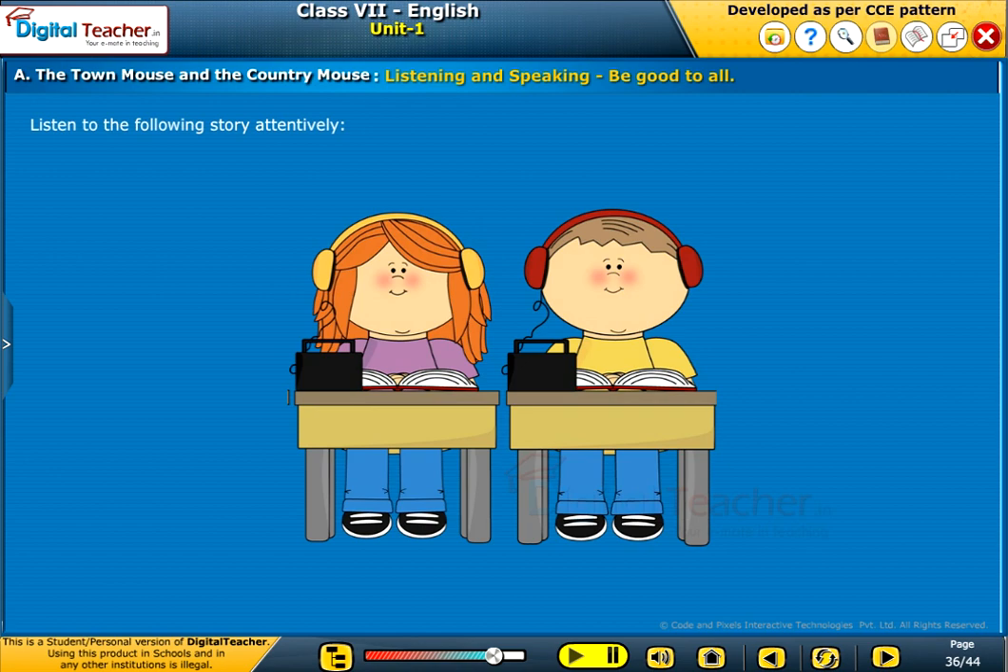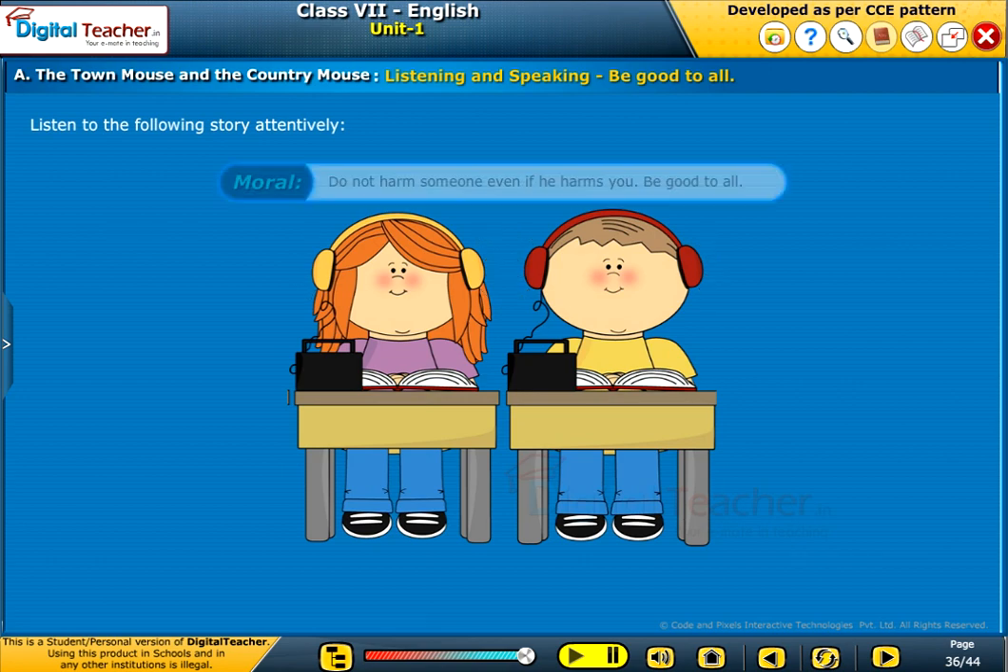Shekhar started crying. When Sharad saw Shekhar crying, he took pity on the boy. Sharad had no ill feeling against his classmate. He requested his class teacher not to take any action against Shekhar now that his stolen pen was found. This opened Shekhar's eyes. He asked for forgiveness from his teacher and Sharad. From that day, he became friend of Sharad and gradually changed himself to be as good as Sharad. Moral: do not harm someone even if he harms you. Be good to all.